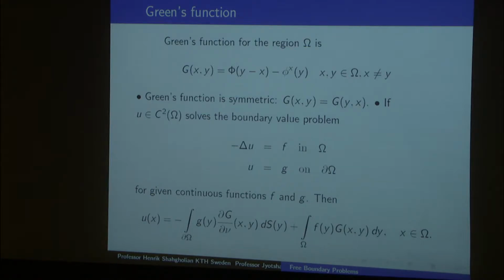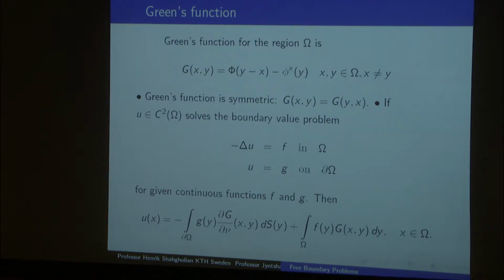Let me come to the Green's function. I am just going to define it over here. A Green's function for a region. So this function, you see, is defined for a region. It depends on the domain. It is a function with the property that G(x,y) is equal to Phi(y minus x) minus h(x,y), that is a corrector function. Phi(y minus x) is your fundamental solution.